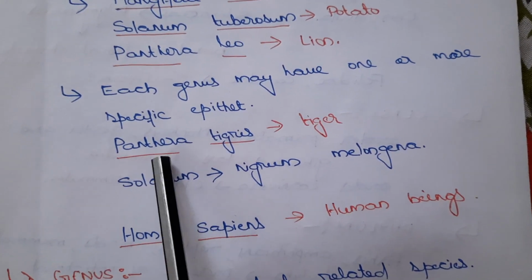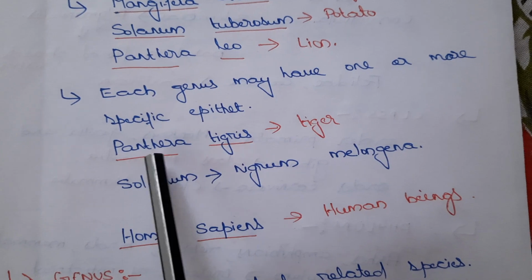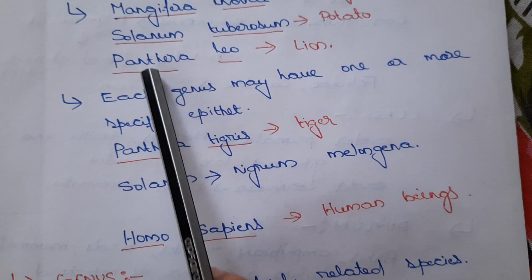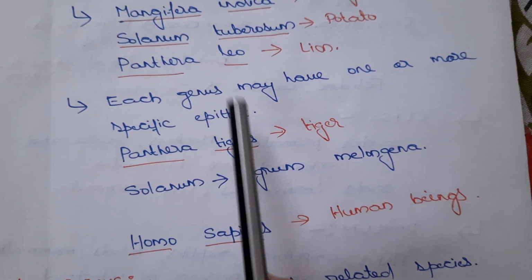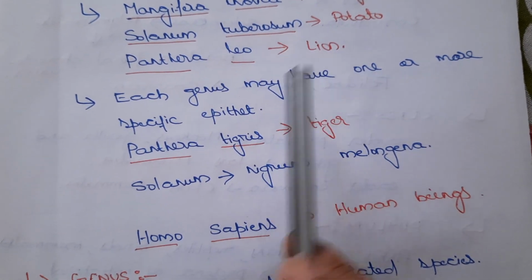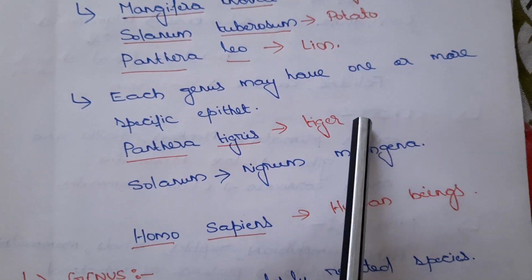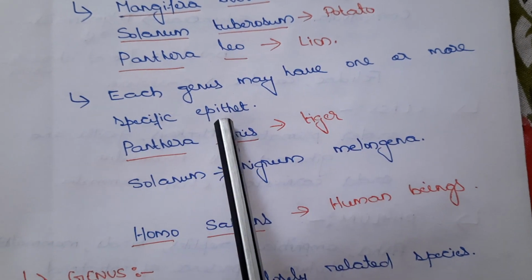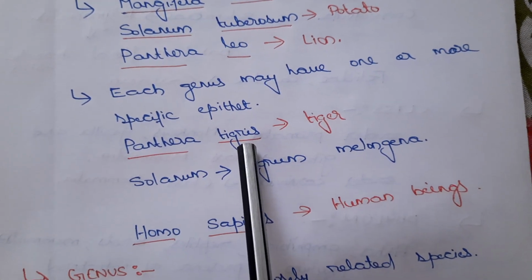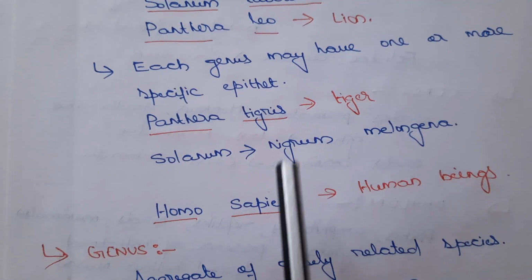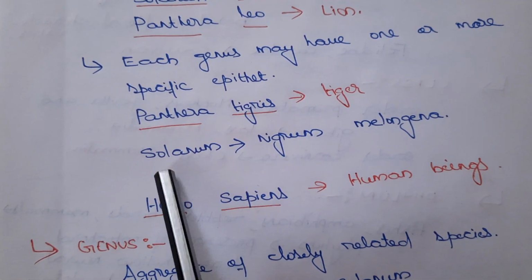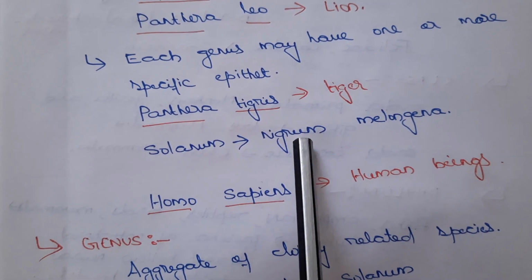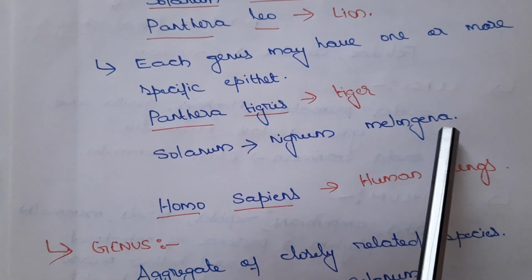For example, Panthera tigris. Now here we can see Panthera tigris, Panthera leo. Here the genus name is the same, Panthera, but they are different species. Panthera leo indicates lion. Panthera tigris indicates tiger. That means one genus name can have one or more specific epithets. So Panthera tigris is the scientific name of tiger. Now Solanum can be a genus name for two species, that is nigrum and melongena.